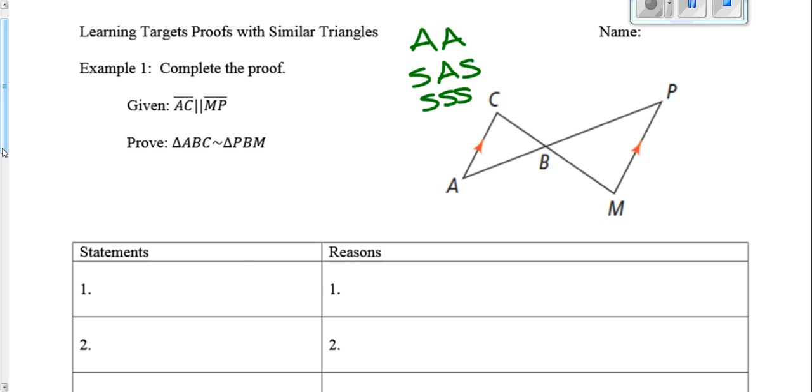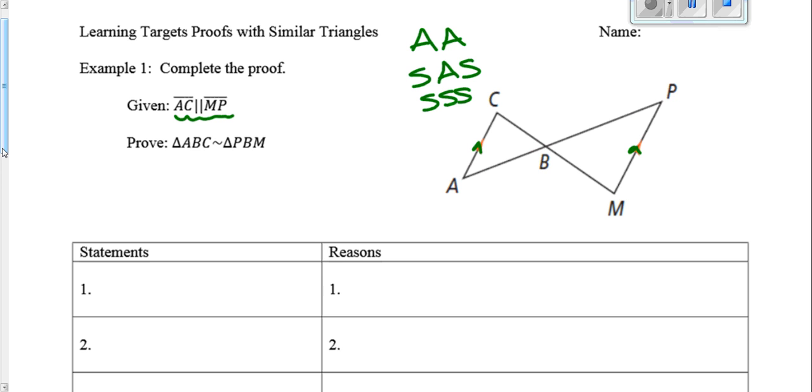So example number 1, complete the proof. Our given, AC is parallel to MP. And we have to prove that triangle ABC is similar to PBM. Now, if you are given a piece of information, you're given it for a reason, meaning it's telling us something. So what I tell my students is always go to the diagram and mark things that you can mark first. So the arrows proving parallel are already on our diagram.